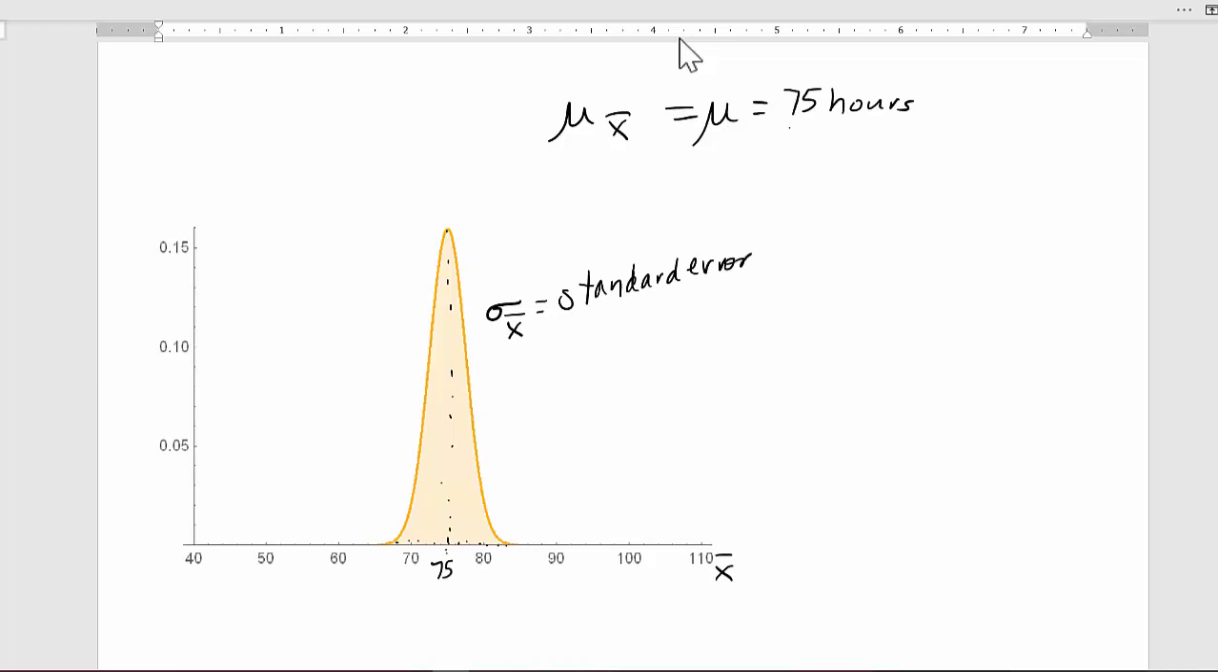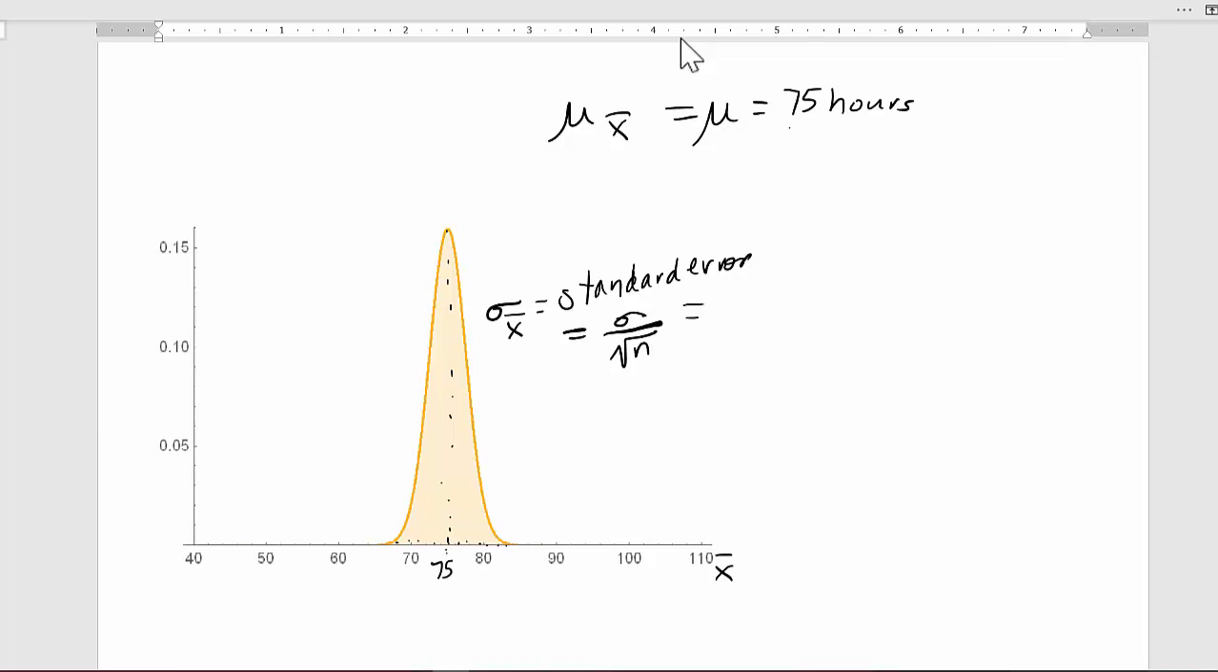We actually calculate that by looking at the standard deviation of the original population and dividing it by the square root of the sample size. So the bigger the sample size, the smaller the standard error. In other words, if we have a really big sample size, that sampling distribution will be very tight and tall. So it'll be really skinny and tall.